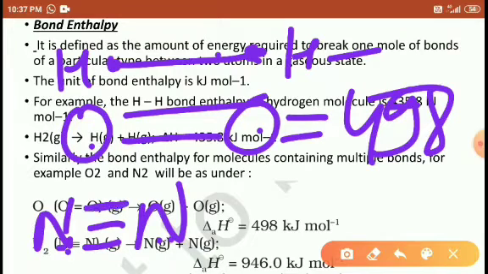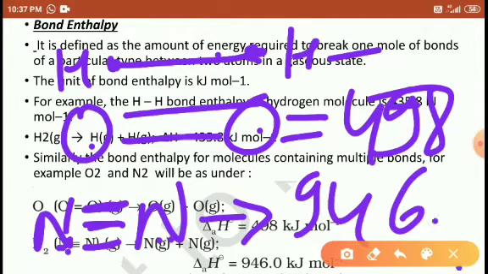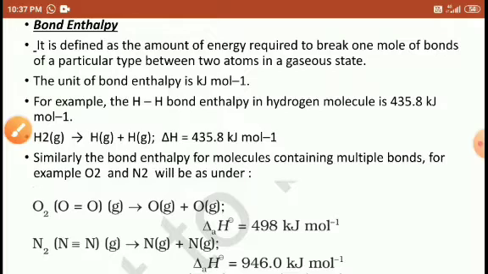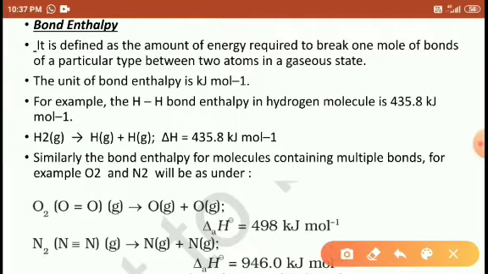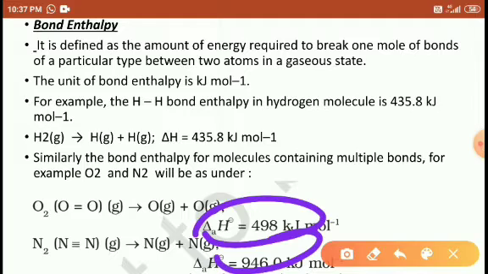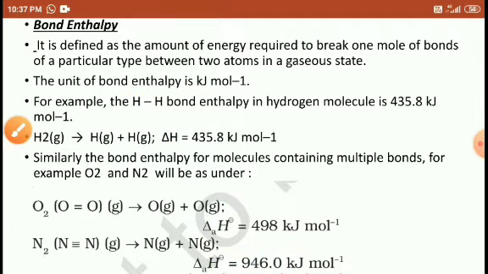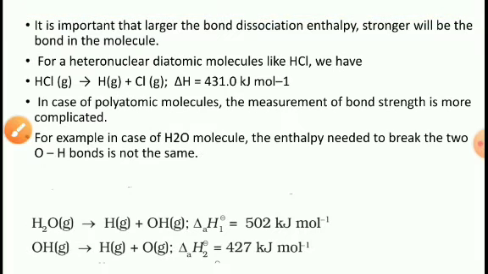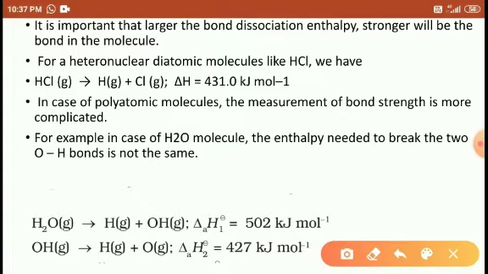Nitrogen bond length is very small. For dissociation we require a large amount of energy. Right students? That's why we require different energy even though they are diatomic. The important point is that the larger the bond dissociation enthalpy, the stronger the bond in a molecule. For the heteroatomic molecule like HCl, hydrogen chloride, it is 431.